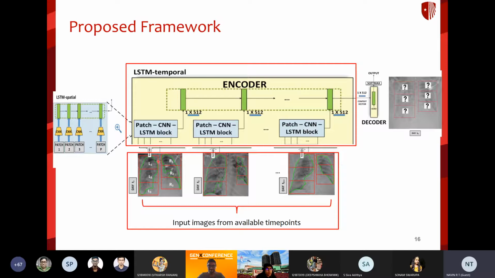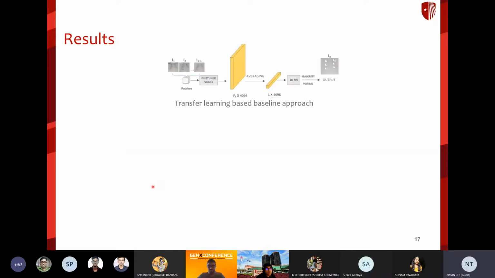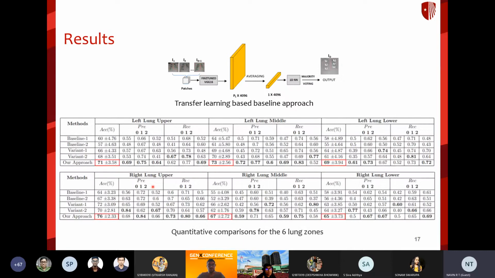In order to do that, we developed this spatio-temporal CNN LSTM architecture where we had a temporal LSTM block and a spatial LSTM block. The spatial LSTM block quantified the relationship between the lung infiltrates in the different zones of the lung on a given day. And the temporal LSTM block looked at how the infiltrates evolved across the different days. And once we did that, we found that we could indeed predict what would be the severity of the lung on the nth day, depending on the images acquired in the first few days.